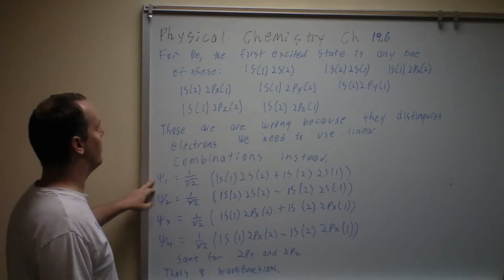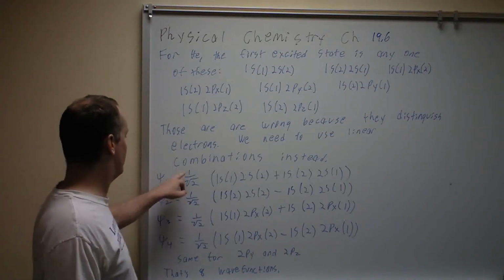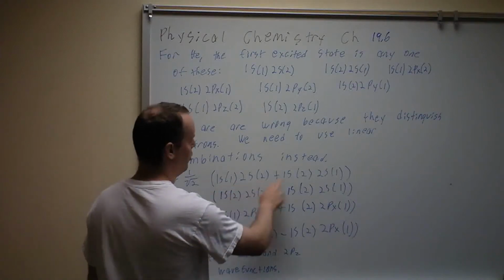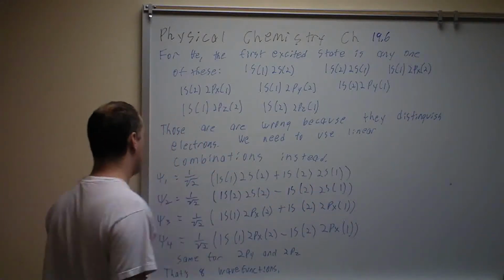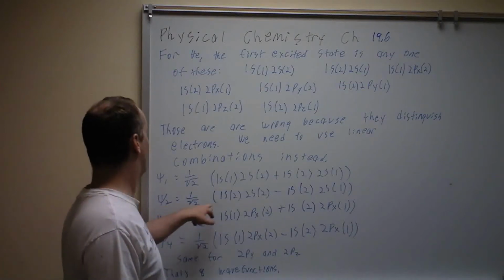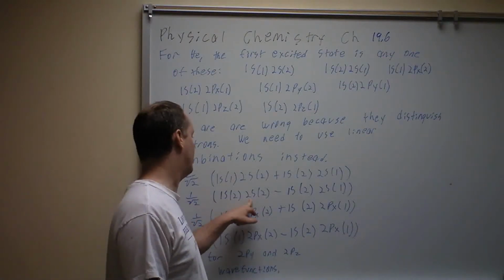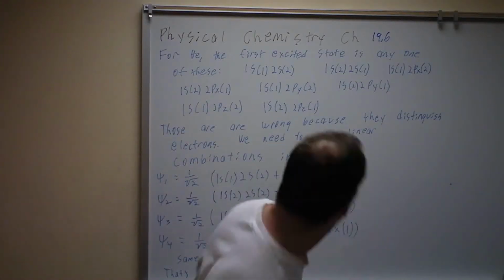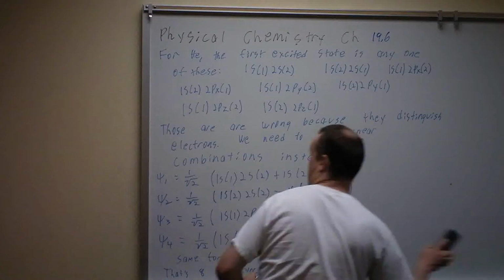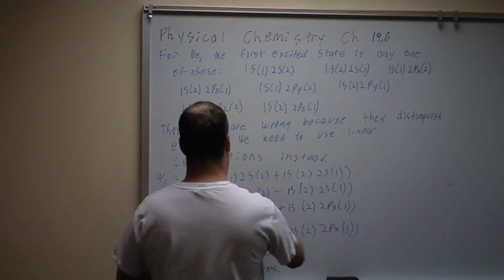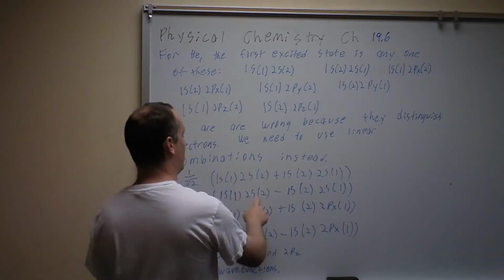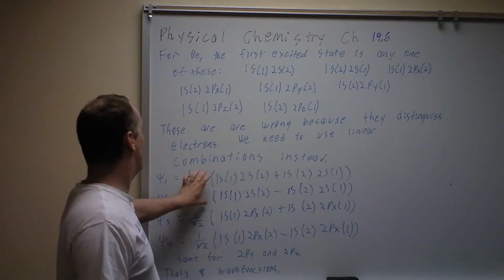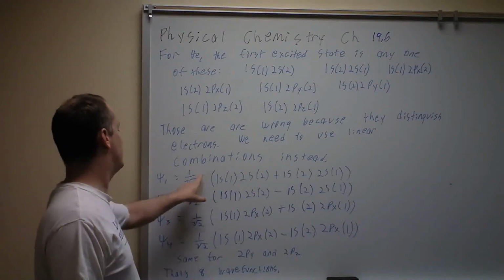So instead, what we basically need to do is use linear combinations to generate the correct answer. For the first excited state, one psi function is just 1 over the square root of 2 times this whole linear combination, 1s1, 2s2, plus 1s2, 2s1. And then psi 2 would be 1 over square root of 2 times 1s1, 2s2, minus 1s2, 2s1. So that would be for your two s shells.